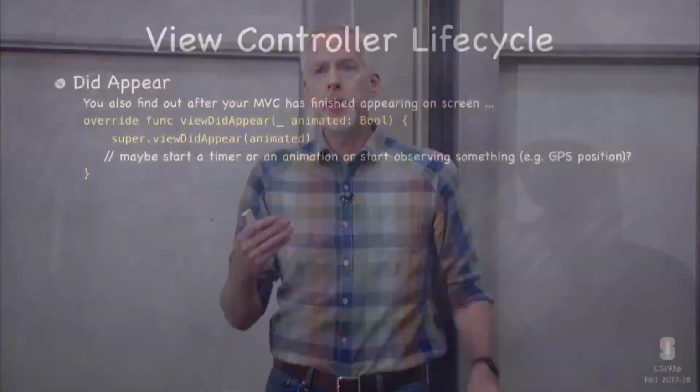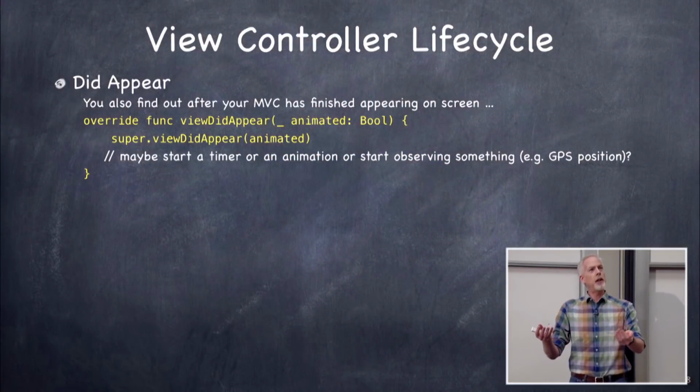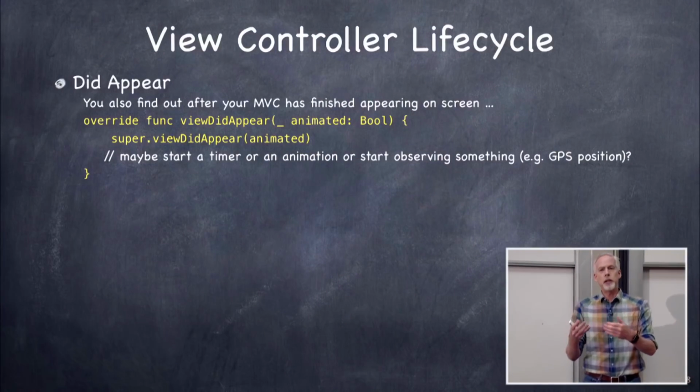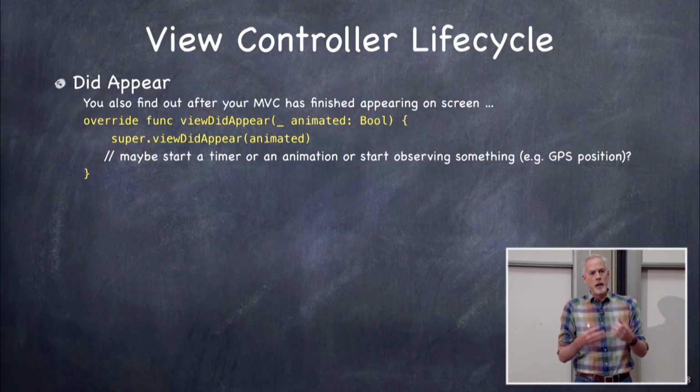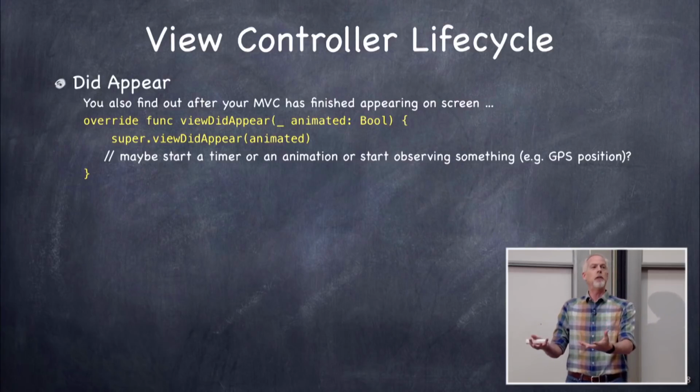Now there's also a viewDidAppear. This is called to you after you have come on screen. Now, what would you want to do here? It's a little late to do things like update your view from your model, because things are on screen. You don't want things to come on screen wrong and then in viewDidAppear you've cleaned them up.